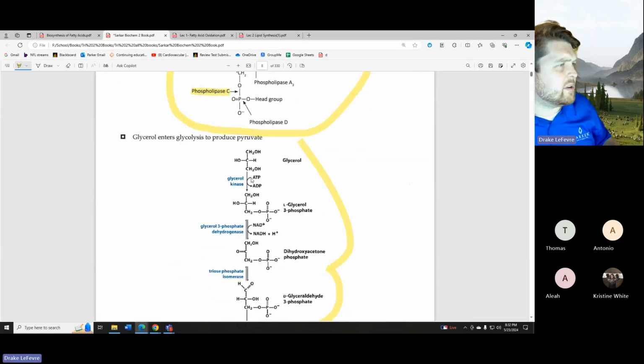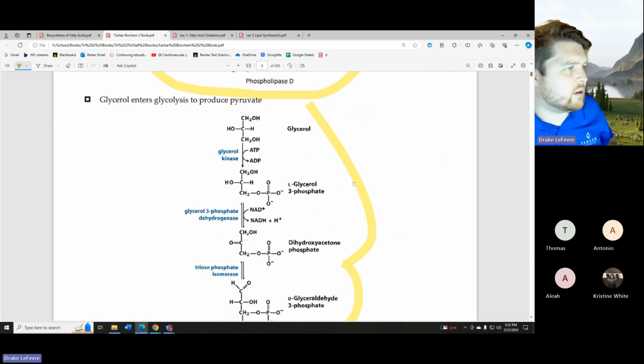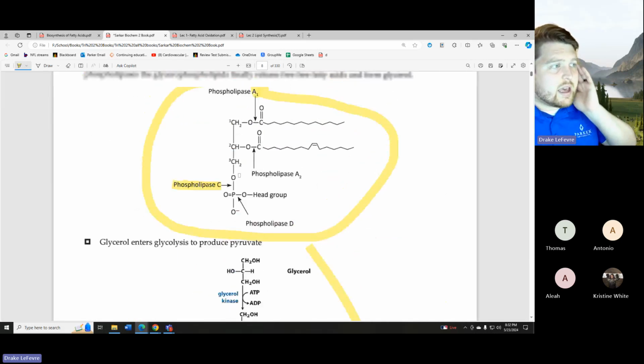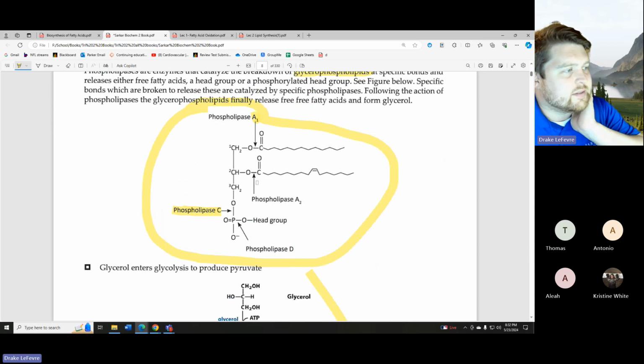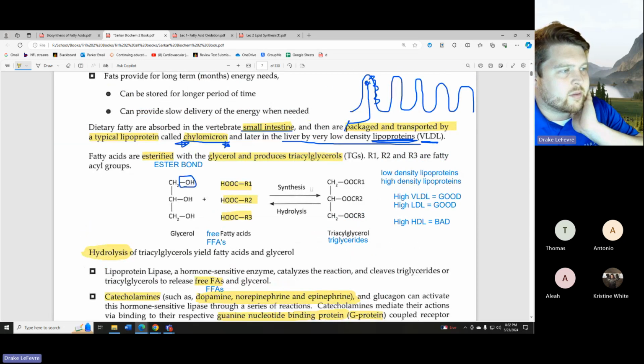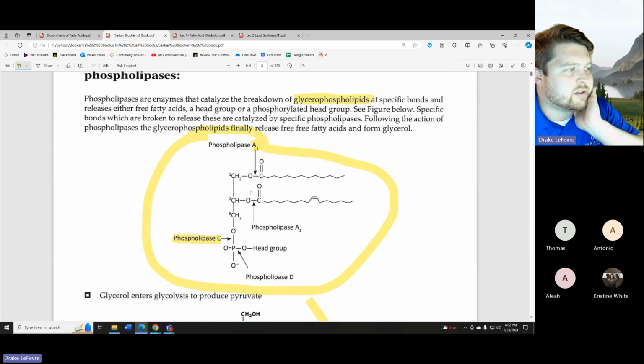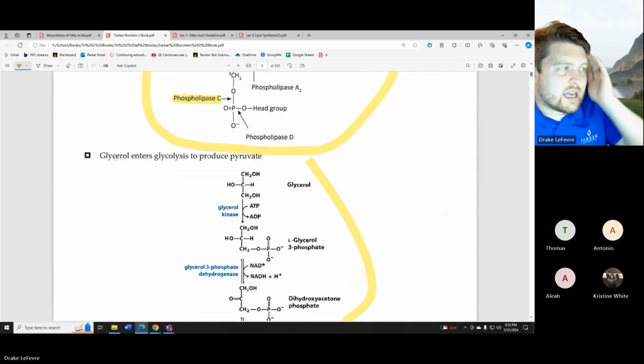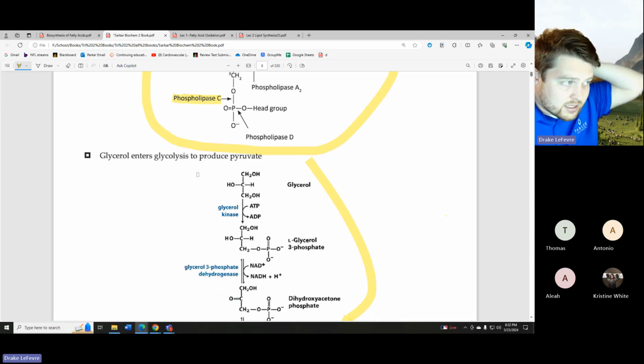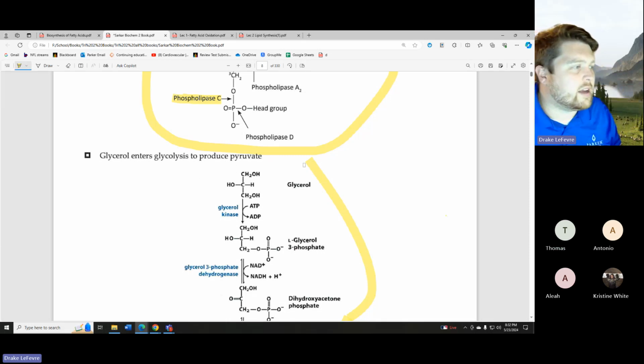I was thinking that we were going to jump into more of the synthesis side of things, but I guess we can do the oxidation first. Okay, so phospholipases. So we formed it, now we're doing the hydrolysis, we're breaking everything down. All of these guys, they hydrolyze all these different points. Glycerol is going to enter glycolysis to produce pyruvate.